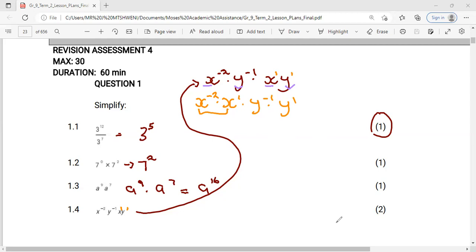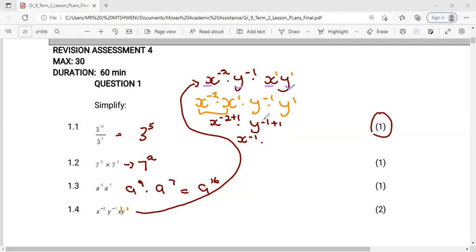So we simply take one x, because they belong to the same group, and say negative 2 plus 1, multiplied by y to negative 1 plus 1, because whenever we say multiplication, you add the exponents. What is negative 2 plus 1? You will get x to negative 1, because negative 2 plus 1, or 1 plus negative 2, gives a negative 1.